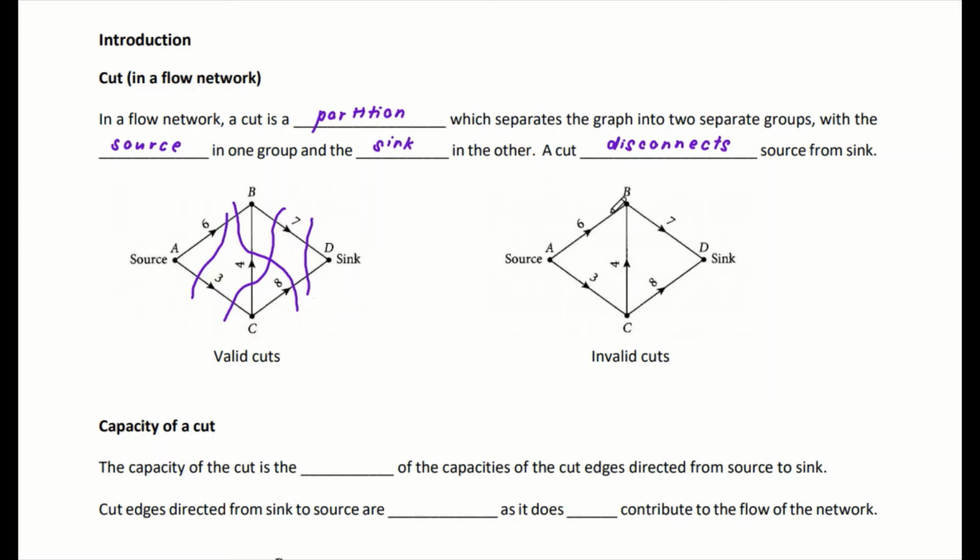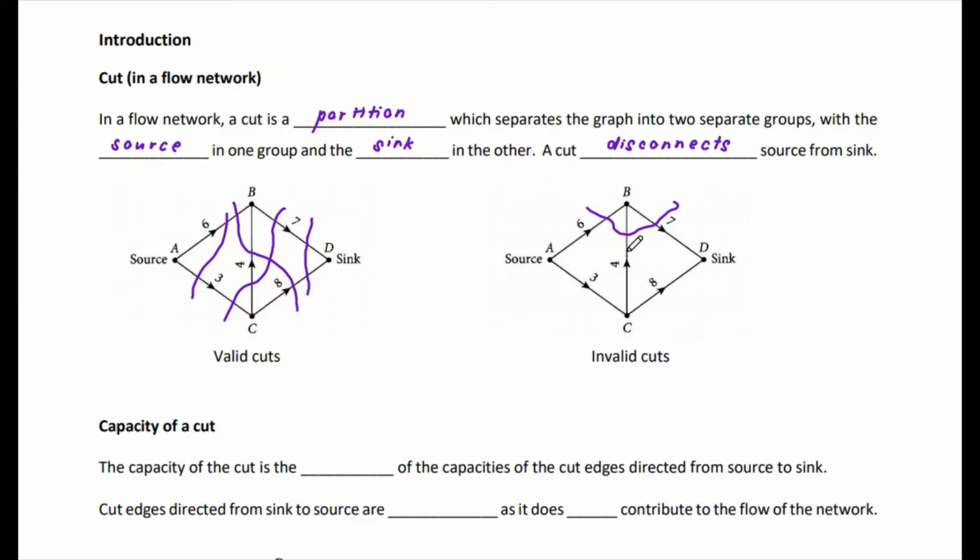For example, let's say I draw a cut like this. What you can realize is this is one region and this is another region, so the source and sink fall under the same region. That's why this cut doesn't separate your flow network into two separate regions, with the source on one side and the sink on the other. So that's why this is an invalid cut.